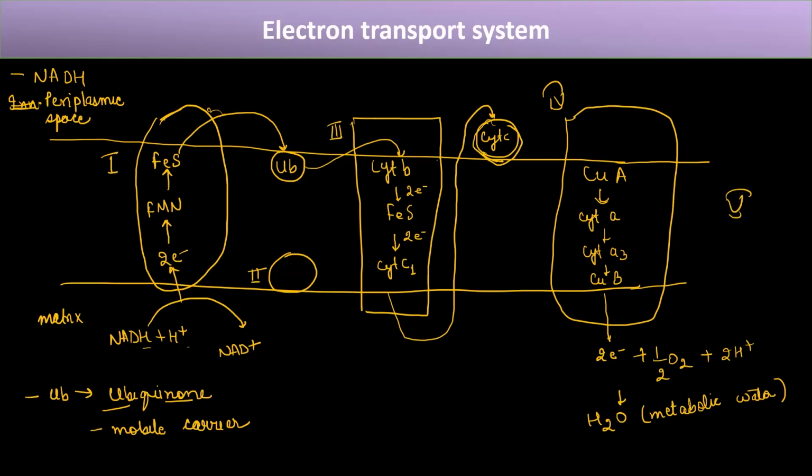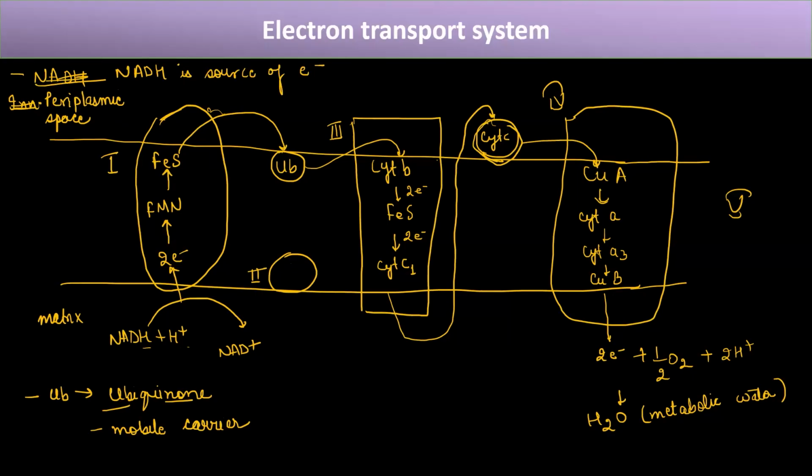Okay, so this is how the electron movement takes place. So electron, like here from cytochrome C, it goes to here. Okay, so this is how the electron movement takes place. In the case if NADH is the source of electron, so this is how electron moves.